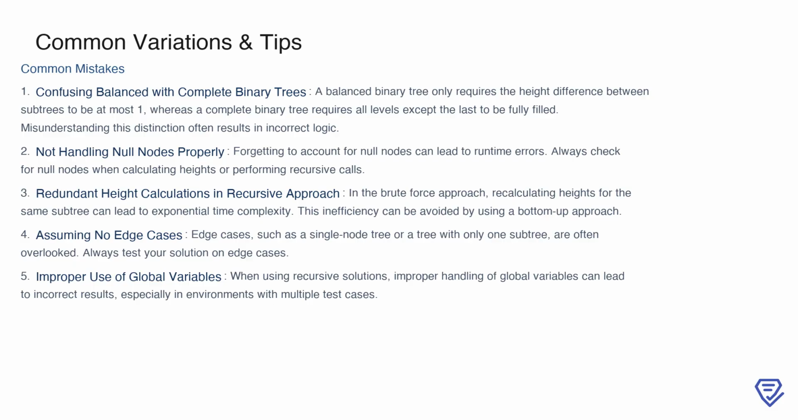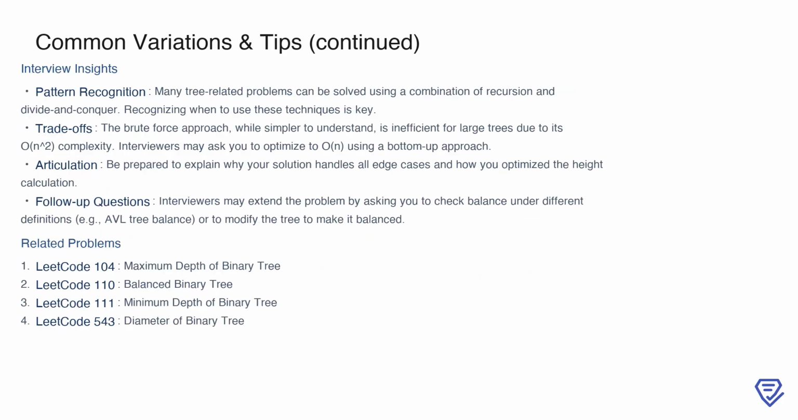Finally, be cautious with global variables in recursive solutions. If they are not handled correctly, especially in environments where multiple test cases are run, they can cause incorrect results or unexpected behavior. In interviews, understanding patterns and trade-offs is essential for solving tree-related problems effectively. Many of these problems can be approached using recursion combined with divide-and-conquer techniques. Recognizing when to apply these strategies can save you significant time.